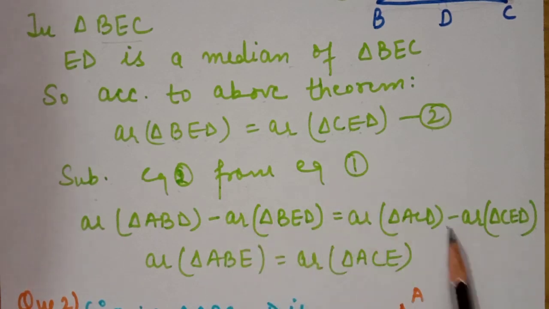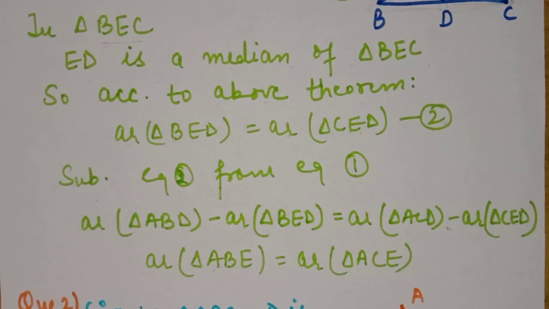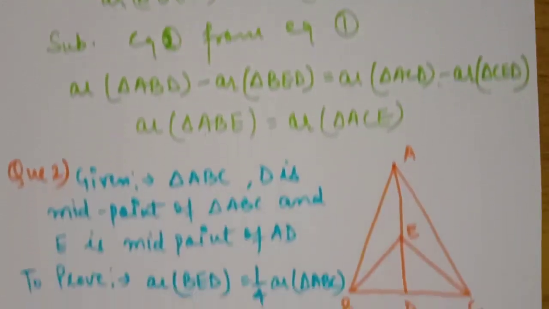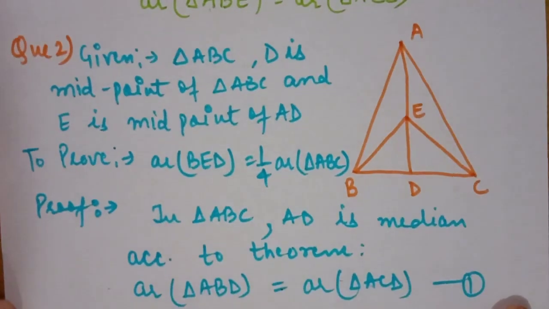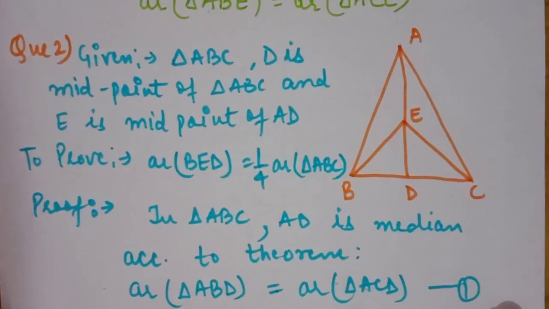Similarly here on the other side of the triangle. So we have our result: area of triangle ABE is equal to the area of triangle ACE. So this is your first question. Now question number 2 from your NCERT exercise 9.3. This is your question number 2.